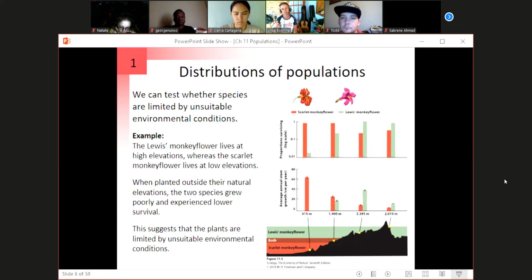What scientists did is they swapped out a few of the plants, because the idea was, are they living there because they have to live there, or are they living there because they can't outcompete each other? When they were planted outside their natural elevations, they were able to grow, but they experienced lower survival. So in this particular case, these species are split out by the environmental conditions where they can actually survive. They actually have a very slightly different fundamental niche. And there's a very narrow range in the middle here where both of them can survive.